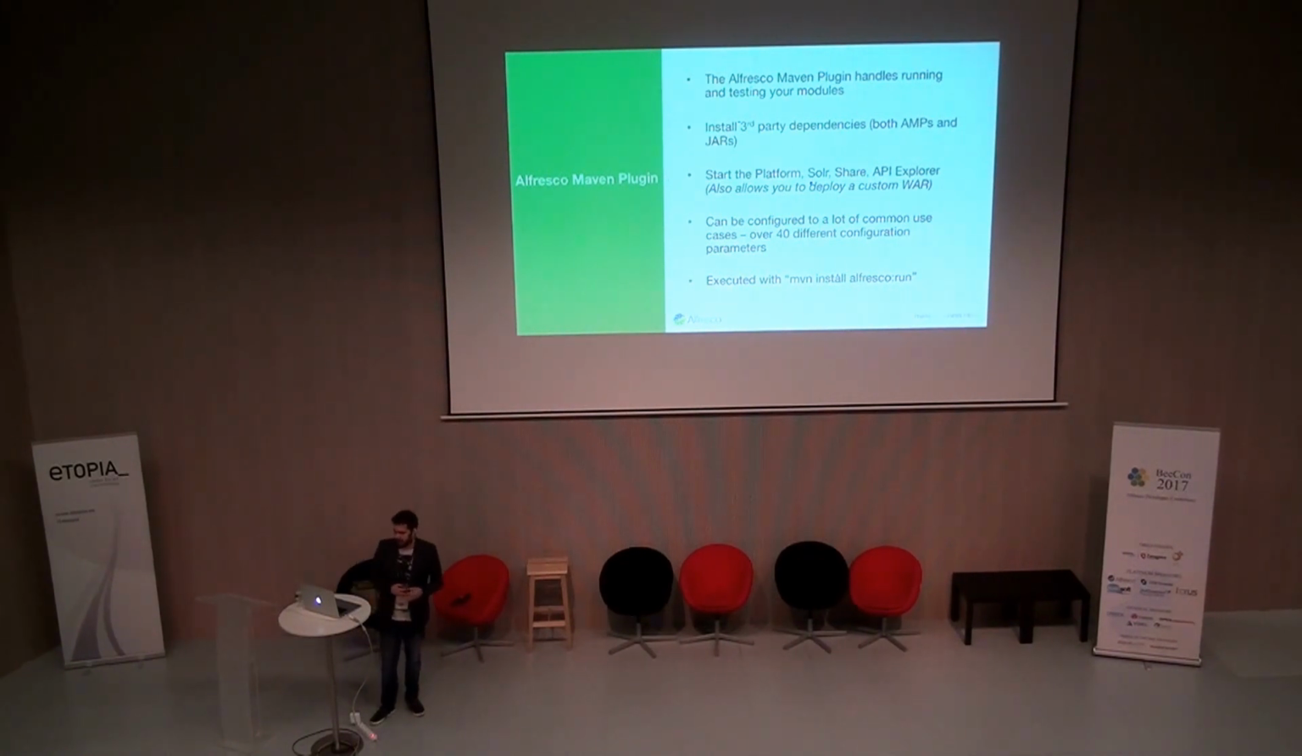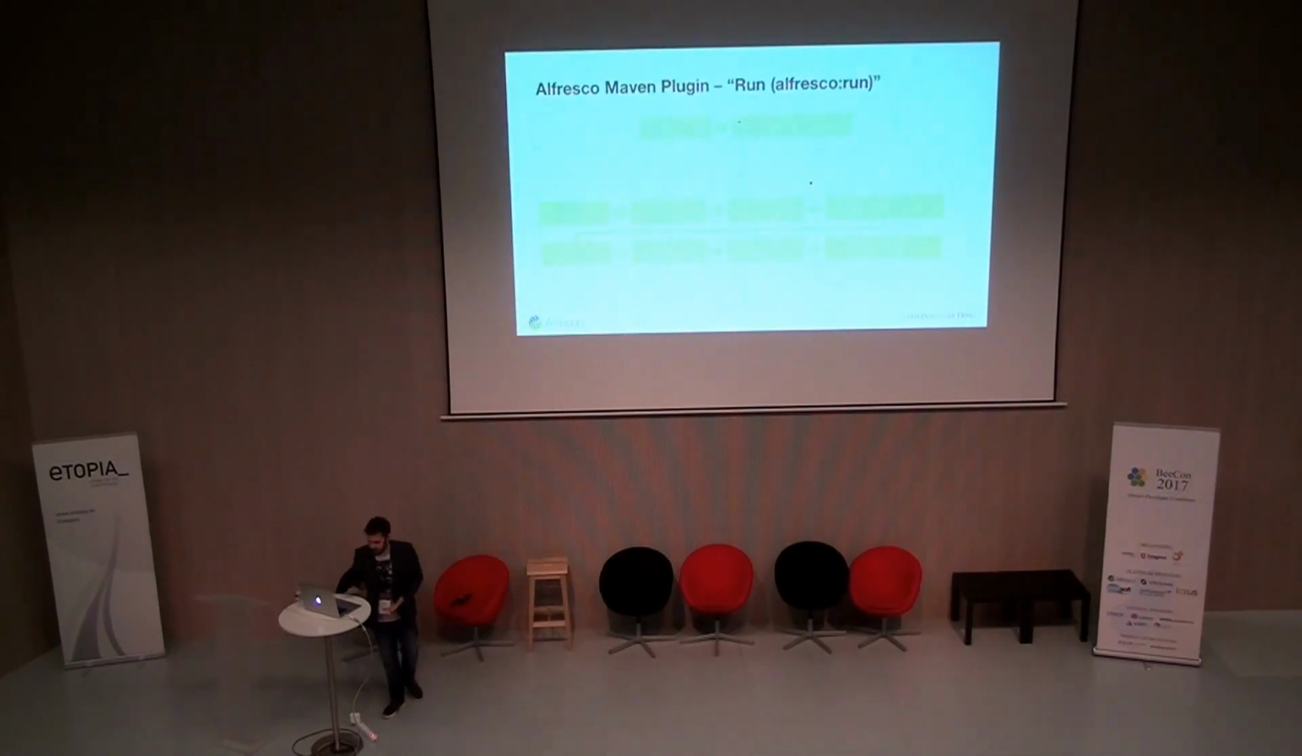So, as I said, it does all the running and the testing. It installs external amps and your local amps. It starts the repository, Solr, Share, Alfresco API Explorer. Everything can be configured, and the only thing you have to do is Maven install, alfresco run, and that's it. So what happens when you actually do this? Well, there's another slide just like this. Oh, those colors are just not working out well on the projector.